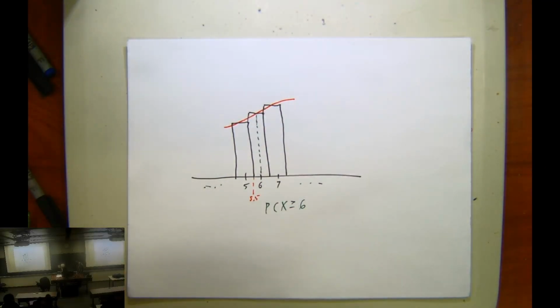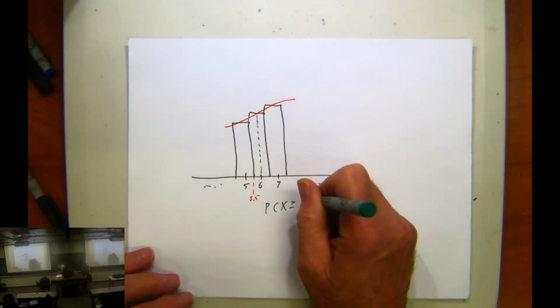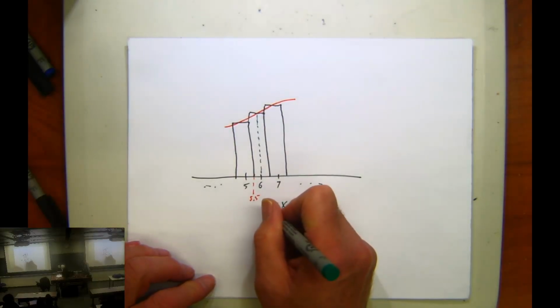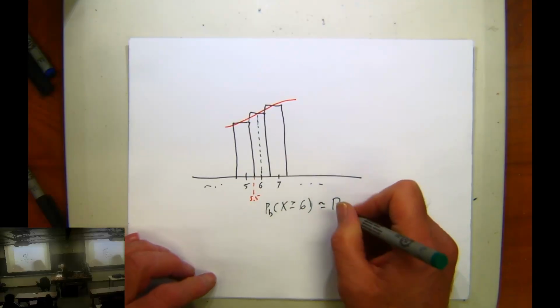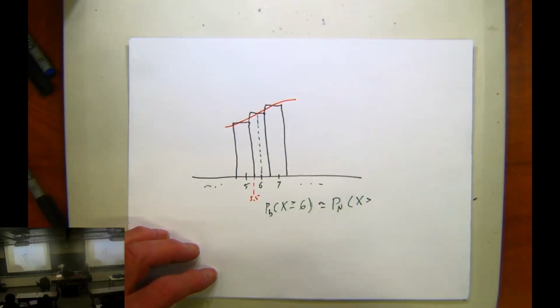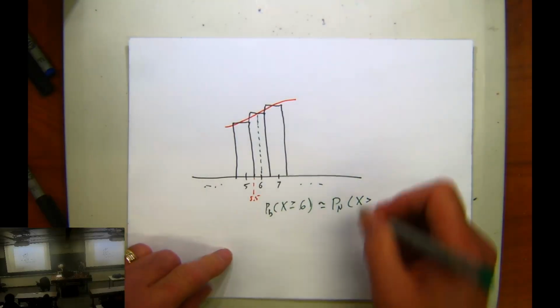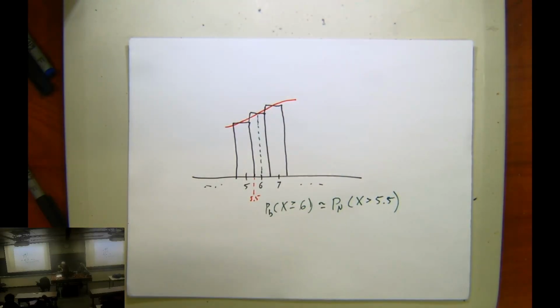So I'm going to say, I like this notation, the probability that x is greater than or equal to 6 for a binomial distribution is approximately equal to, for a normal distribution, the probability that x is greater than, not 6, 5.5. Wait, hold on. What is x here? It is our random variable. The x originally for the binomial is the number of successes that we got in our n trials.